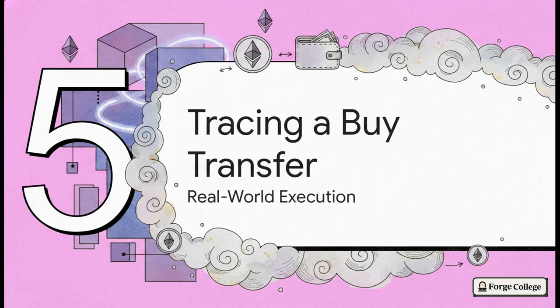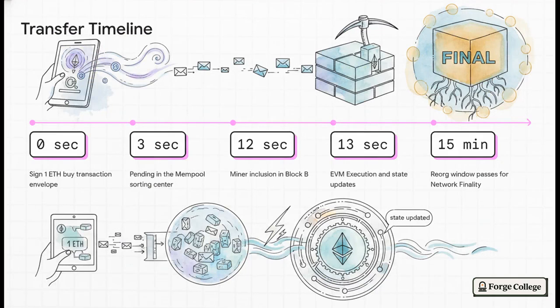Section 5. Tracing a buy transfer. Real-world execution. Let's tie all this theory to a concrete example from the very token sale capstone you just built. We'll trace the precise timeline of a 1 Ether buy order. At 0 seconds, you hit submit and sign the 1 ETH buy transaction envelope. By 3 seconds, it is propagated and is pending in the chaotic mempool sorting center.